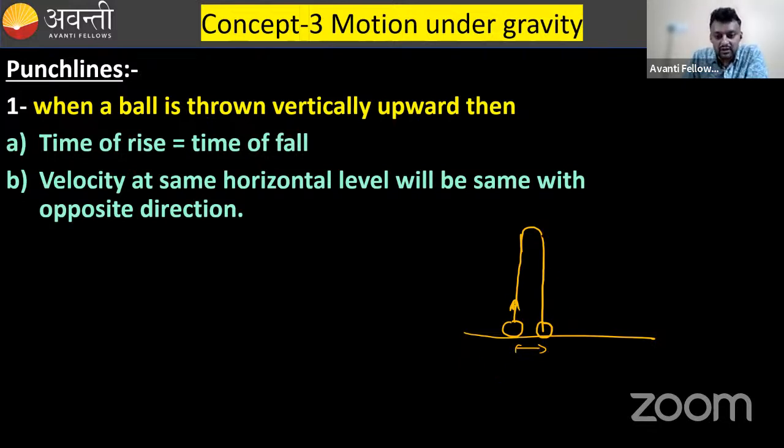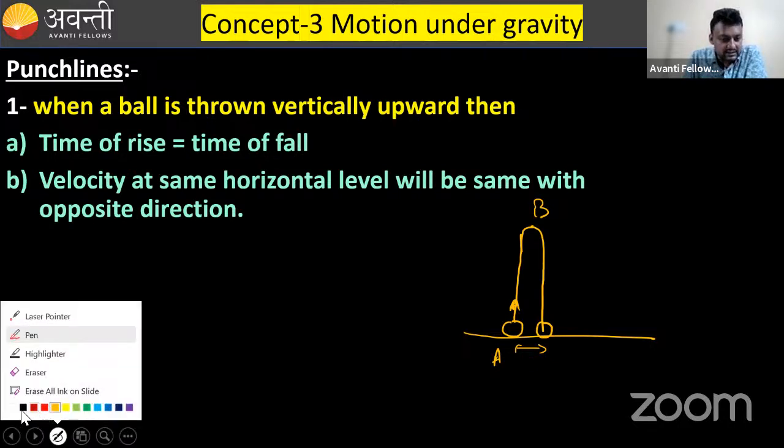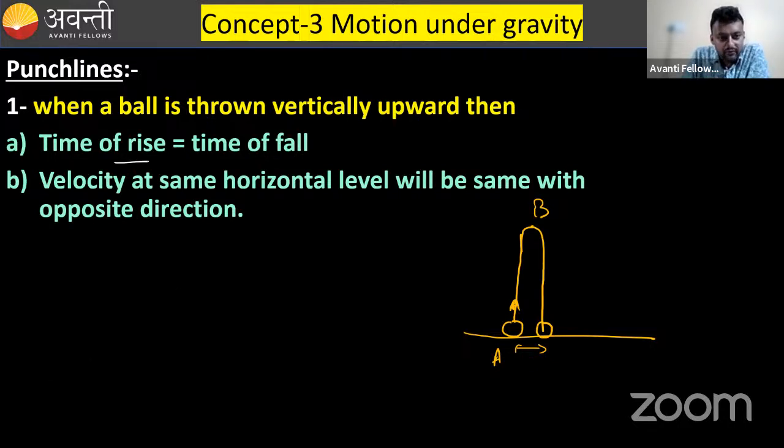So what is the conclusion here? Let's suppose this is point A, this is point B, and it returns again to point A. So the statement is time of rise is equal to time of fall. Let's suppose it has moved from A to B in time T1 and returned back in time T2. So T1 is equal to T2. That means time of rise is equal to time of fall. One thing you should remember.